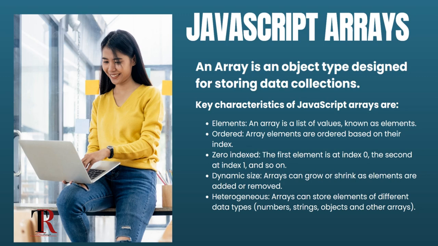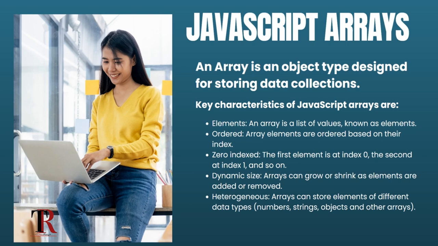By the way, what exactly is an array? An array is an object type designed for storing data collections. If you look at that definition, an object type means that an array is also an object, but it's a special type of object, as you are going to be seeing in the continuation of this topic. So we have object, then we have array. But array is an object type, which means that when we talk about objects, if you remember the previous lessons, array happens to be one of the object types, a special object type.